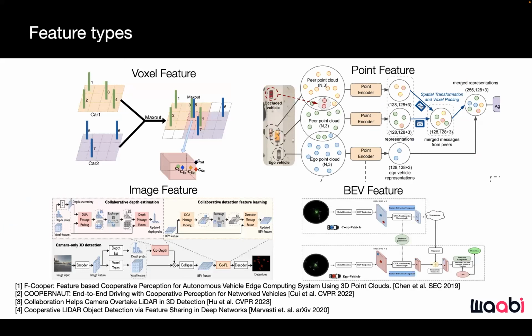So there are several types of features that could be used for transmitting intermediate representations. We outlined a few here. You can use voxels, point features, image features, bird's eye view features. The main premise is that you need to have some type of shared coordinate space or spatial representation to communicate messages from different points of view. That's what all of these have, but they each have their own assumptions. That's the premise.